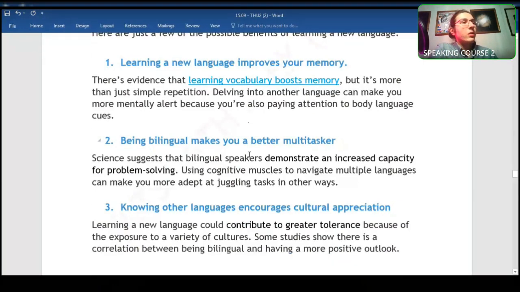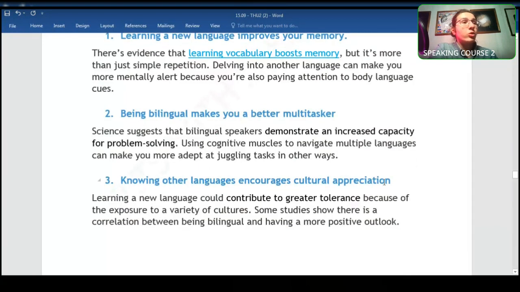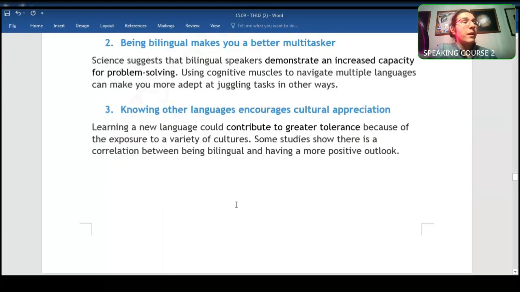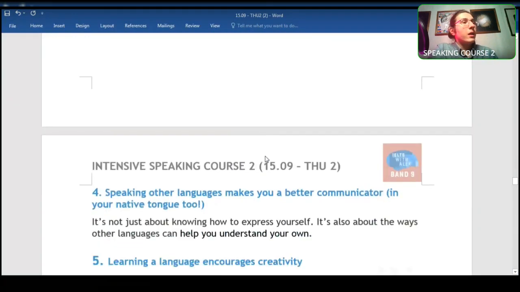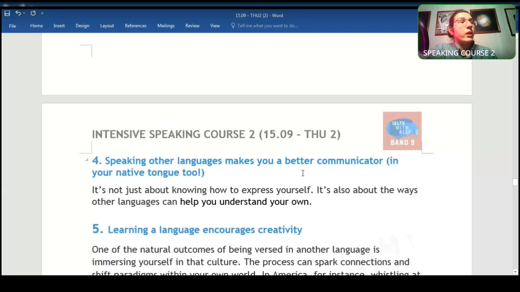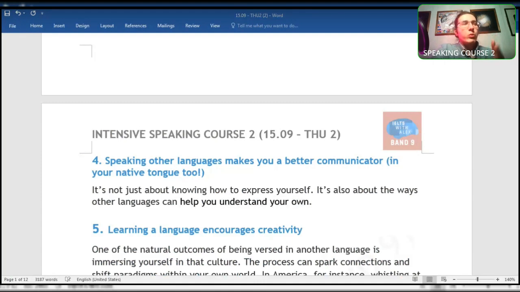Let's continue. Knowing other languages encourages cultural appreciation. Learning a language could contribute to greater tolerance because of the exposure to a variety of cultures. Yeah, this one kind of makes sense. So good job on you. Speaking other languages makes you a better communicator in your native tongue too. Yes. Yeah, I think that kind of makes sense. In general, the way that language works, I feel like you should know this.